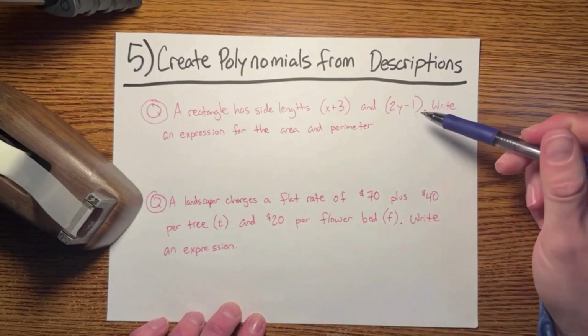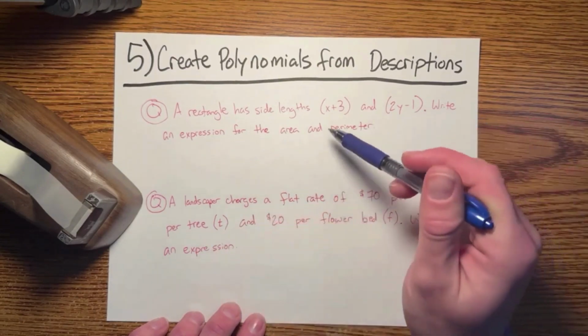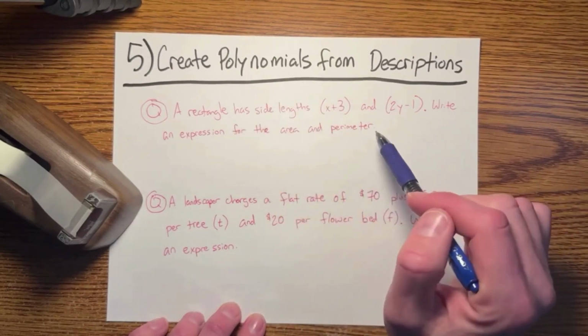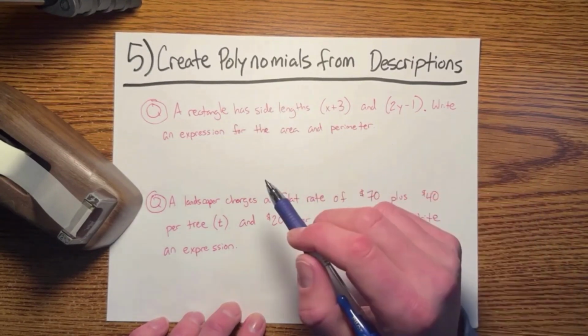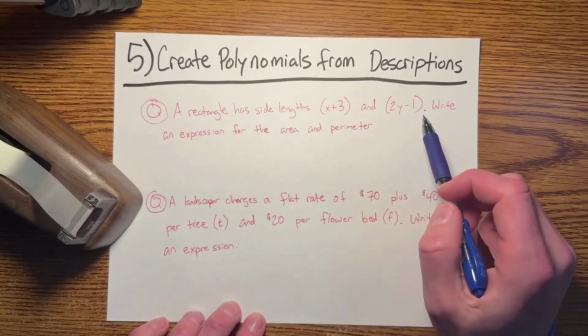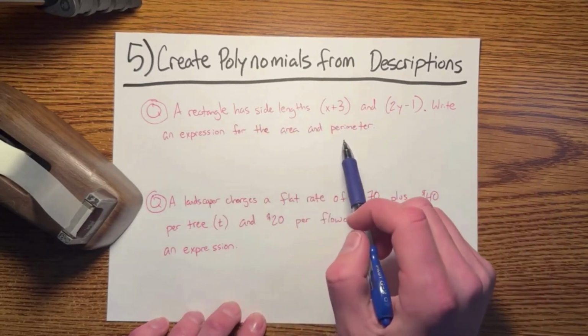You'll see two types of problems here: real world descriptions, and descriptions of different shapes asking you to calculate areas and perimeters. First one here: a rectangle has side lengths x plus 3 and 2y minus 1. Write an expression for the area and perimeter.